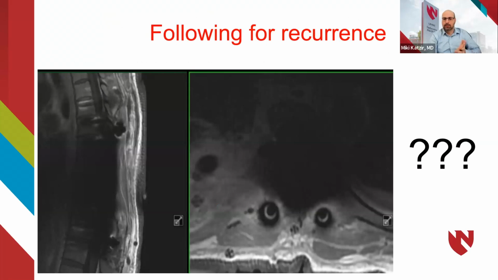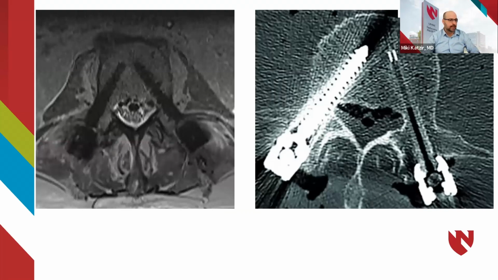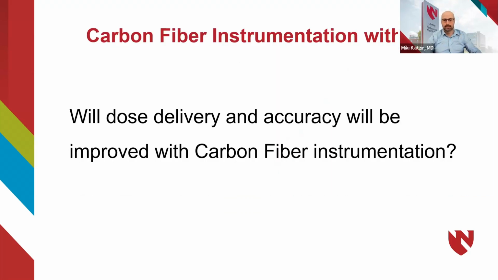But then the artifact in imaging is a well-known problem when we want to follow for tumor recurrence. And is there anything we can do differently? And this, of course, looks better. And I'm personally using carbon fiber on 99.9% of my tumor surgeries. And I'm very happy with that. But in addition to improved monitoring due to better visualization, as we could see for disease progression or recurrence, dose delivery and accuracy would be improved with carbon fiber instrumentation.